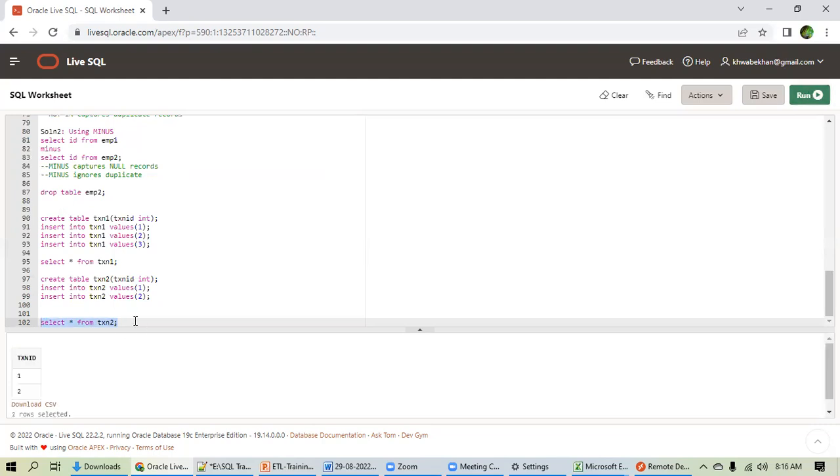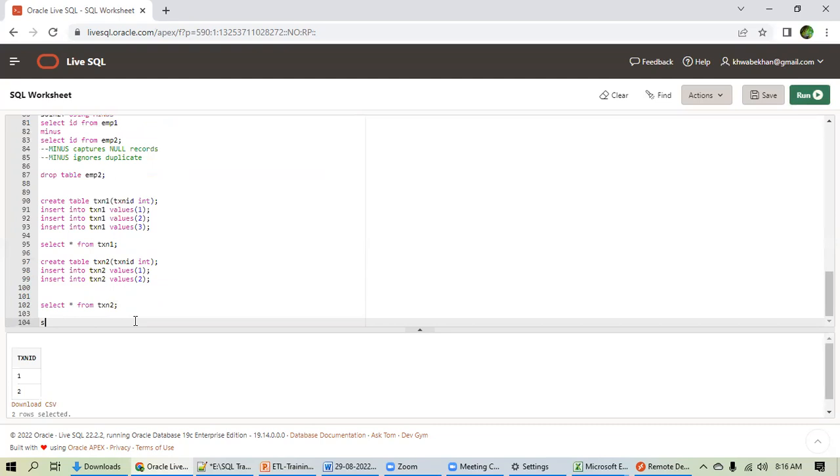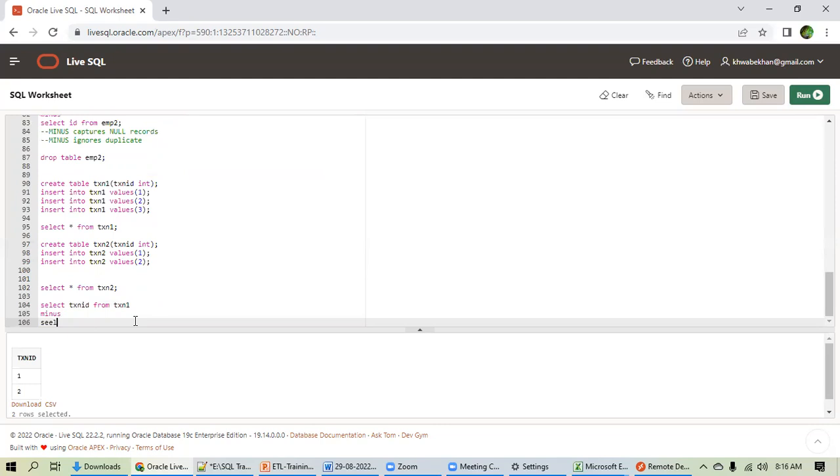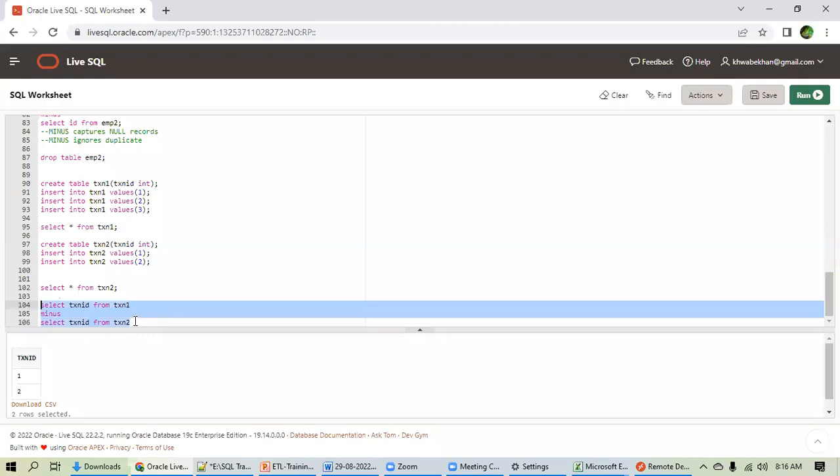Now tell me one thing. I know this is very simple. Now you guys will tell me the answer. Select transaction ID from transaction 1 minus select transaction ID from transaction 2. What will be the output of this query? 3. Okay. So it means the transaction ID has been missed and it was not loaded in the target table.